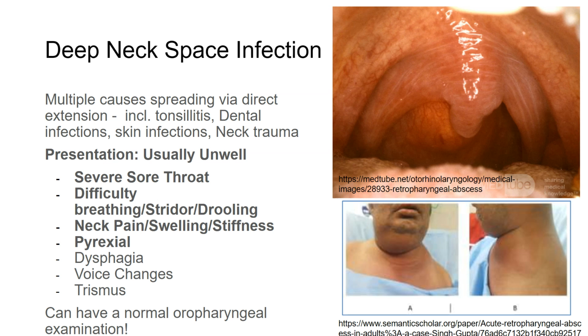And you can see in the bottom right photo that sometimes on examination, you'll be able to see a swelling in the neck. And with that swelling, they'll have difficulties moving their neck. They'll have stiffness. They have a very sore throat. Sometimes they might have airway compromise as well with stridor or drooling. They'll be pyrexial, and they'll usually be very unwell as well. You can see in the top right some swelling at the back of the pharynx. However, this is not always visible when examining the oral cavity.